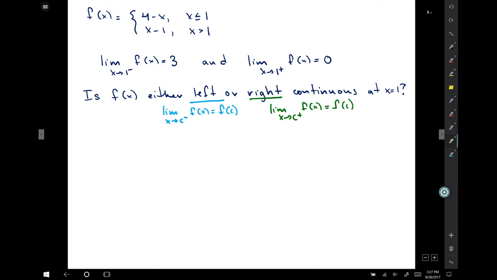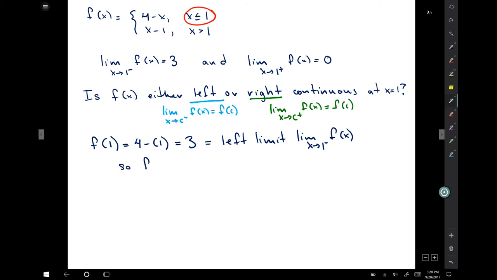So again, we computed on the last slide that the left limit is 3 and the right limit is 0. And if we actually look at the value of the function at 1, well, the equals part in the function is on the top part. So again, we're going to use the 4 minus x part for x equals 1. And so f of 1 is 3. This is equal to the left limit. This is equal to the limit as x goes to 1 from below of f of x.